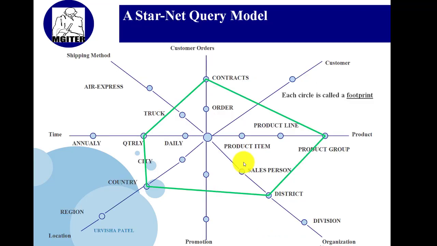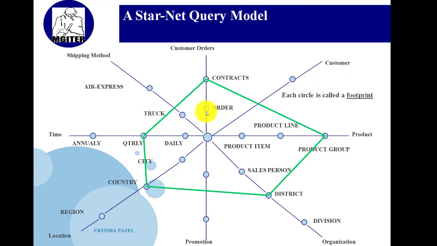StarNet query model. This query model is very important to learn because from this model you can see the hierarchy of all the dimension tables. The querying of the multidimensional database can be based on the StarNet model, which consists of radial lines emanating from the central point. This is the central point. This is the radial line.